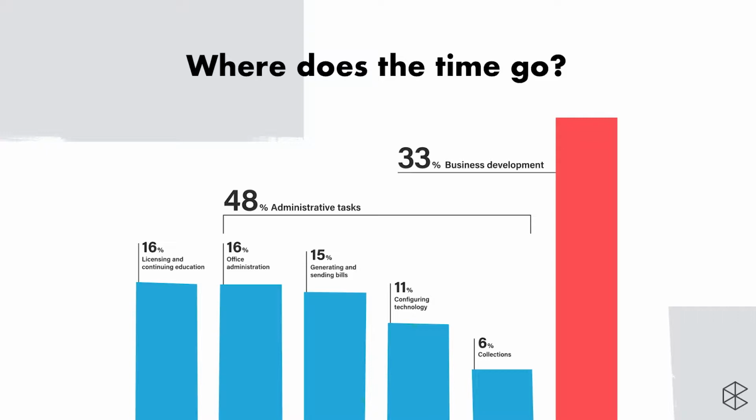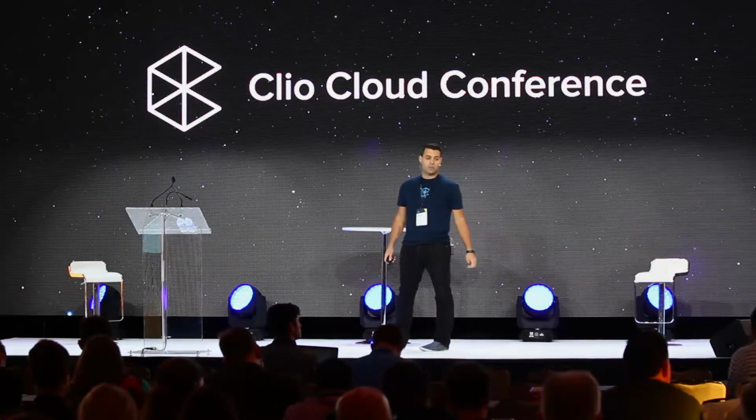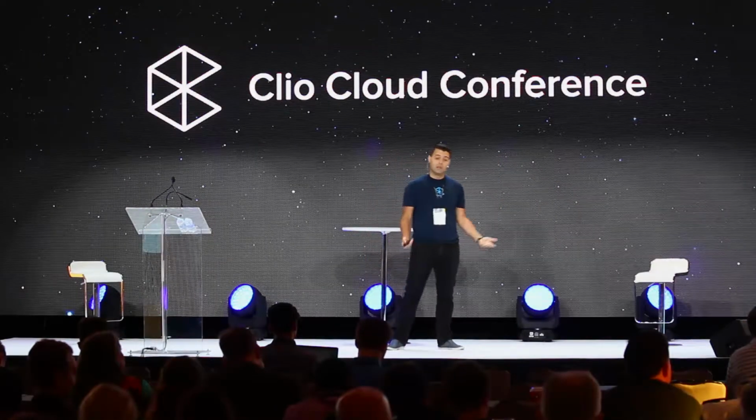The second, we kind of grouped together, 48% as administrative tasks, broken into things like office administration, generating and sending bills, configuring technology, and collections. The third that I'll mention, and a high use of time, was actually licensing and continuing legal education. So people reported that they spent about 16% of their time on stuff like getting their CLE credits.